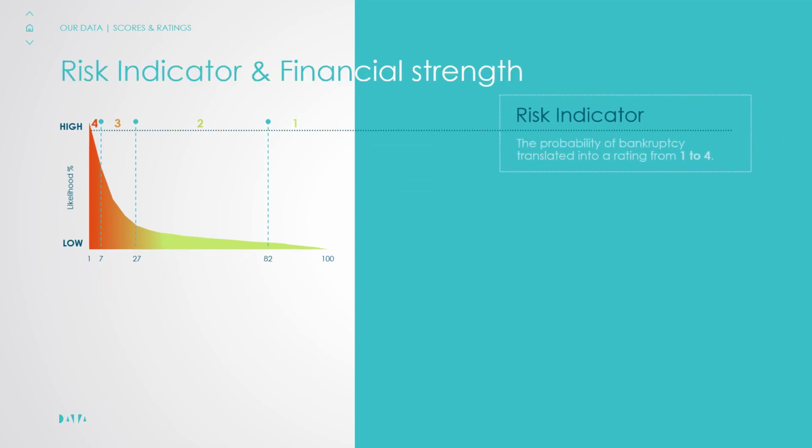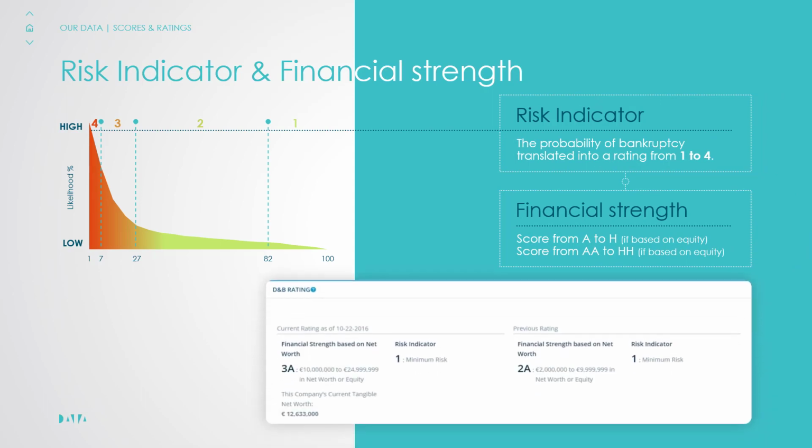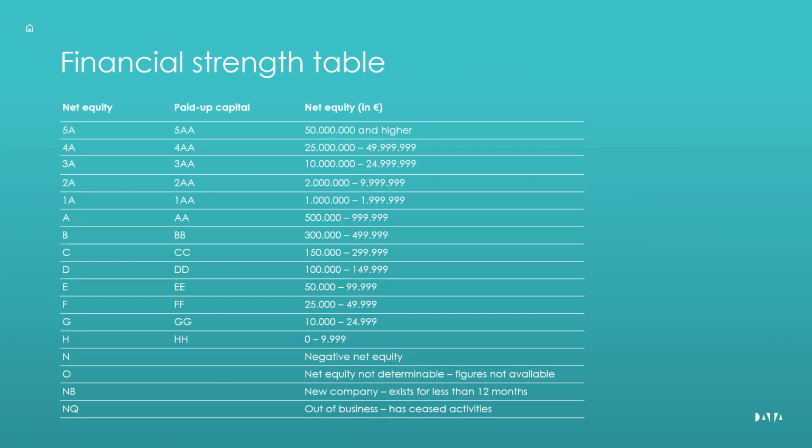The financial strength is a classification of the creditworthiness of a company and is either based on net worth or on equity. The risk indicator and financial strength together indicate the DNB rating. In DNB Finance Analytics, you will see behind each financial strength score within which range the company falls. This table displays a breakdown of the financial strength. For instance, when a company is rated A or AA, it indicates a financial position with net equity ranging from €500,000 to €1 million. The exact amounts may vary slightly by region. Some exceptions exist, notably in cases of negative equity or when financial figures are unavailable due to factors like a company's brief existence or inactivity.